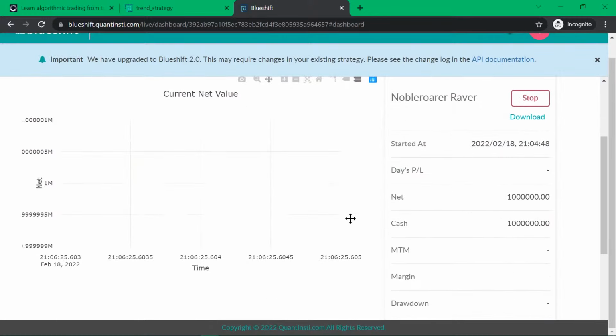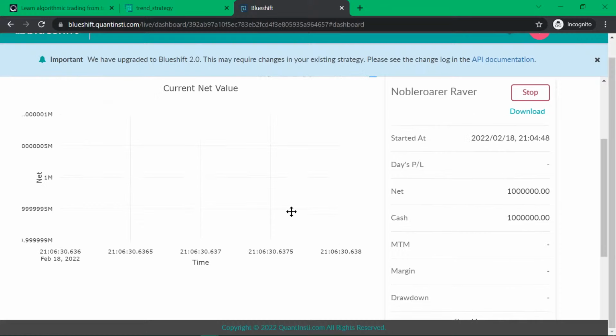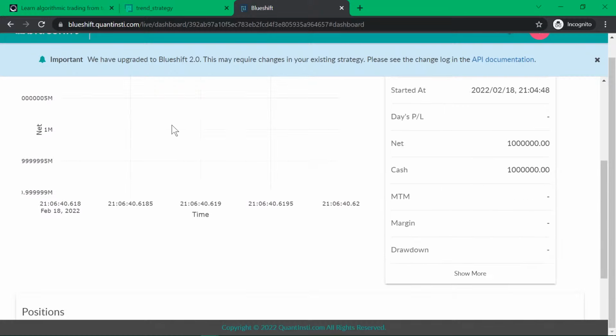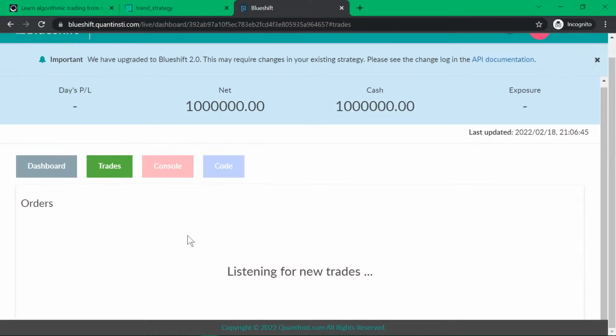So this is our dashboard. Once the algorithm starts to trade positions, it will be updated every millisecond. And currently it is listening for new positions. We just released our algorithm. It didn't take any position as of now, but once it starts taking positions, you can see the positions here, and also you can see the trades in the trades tab. So, listening for new trades.